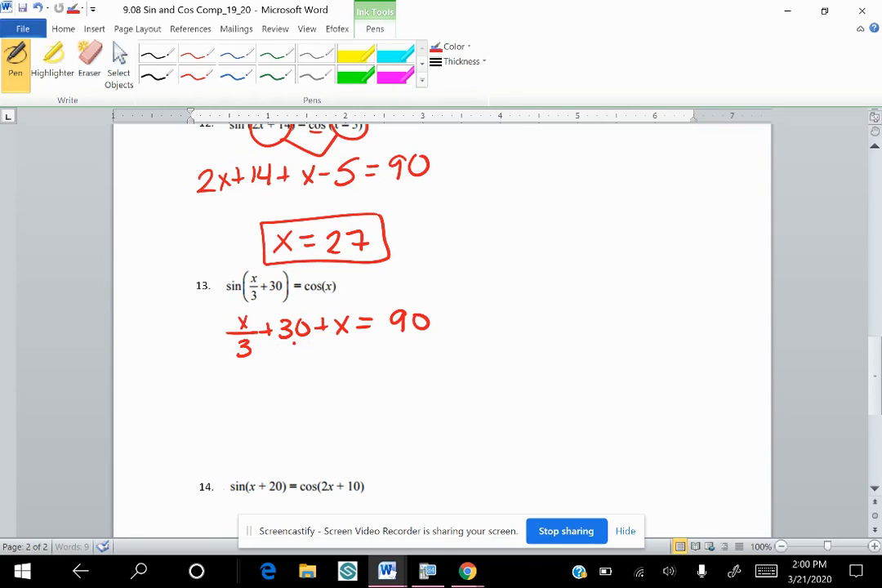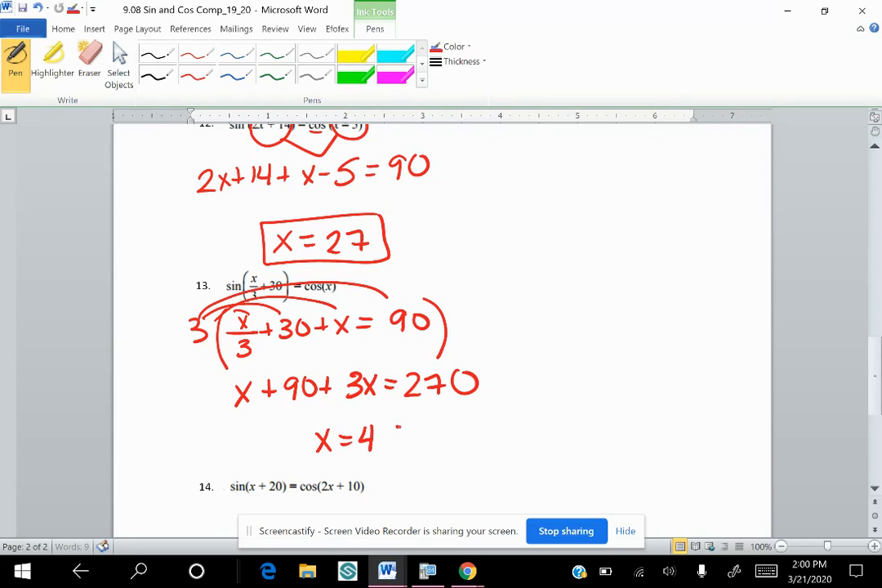Now, since I have a fraction here, I'm just going to take the entire equation and multiply it through by 3. That way, 3 times a third gives me just 1x. 3 times 30 is 90 plus 3x. 3 times 90 is 270. Now that looks a lot easier to solve. Add up to get your 4x. Solve. Final answer should be 45.